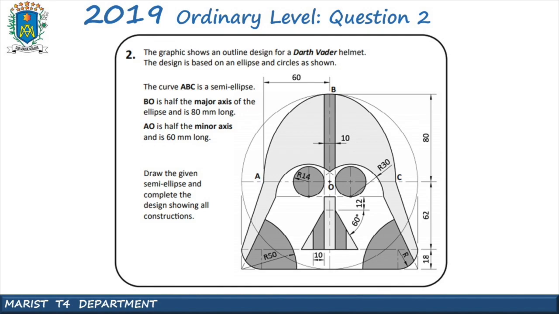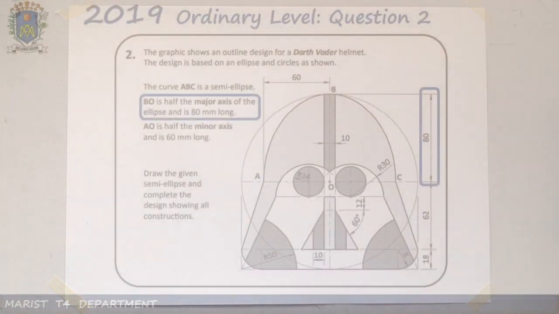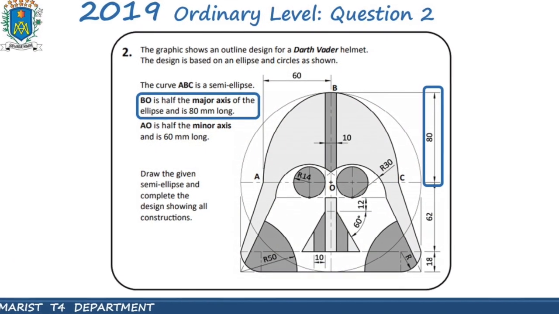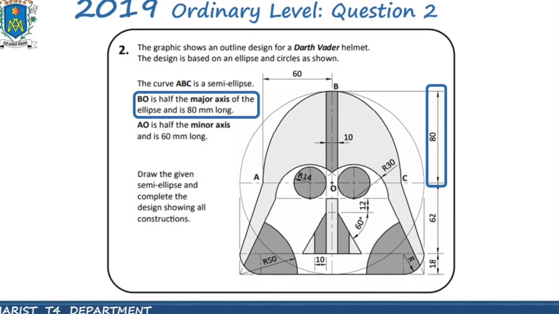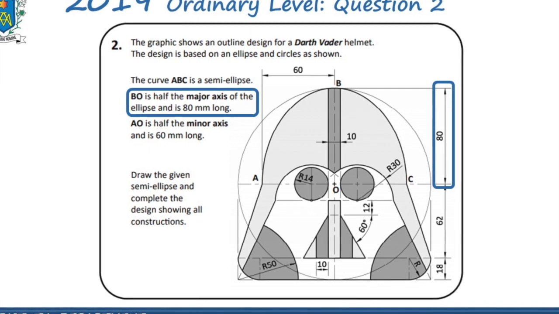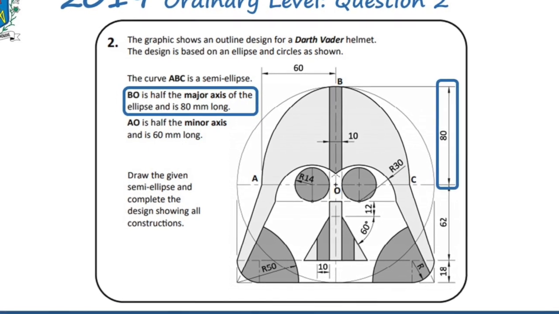So let's get started. In this question, like most of our ellipse questions, where we're going to start is with the ellipse itself. It's based on that question. So we're going to try and get that drawn. Now, if we look closely at the question, it tells us the size of the ellipse itself. It says BO is half the major axis of the ellipse and is 80 millimeters long.